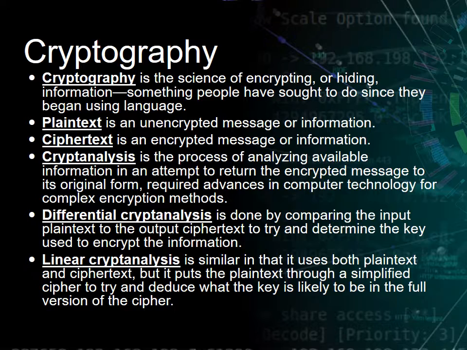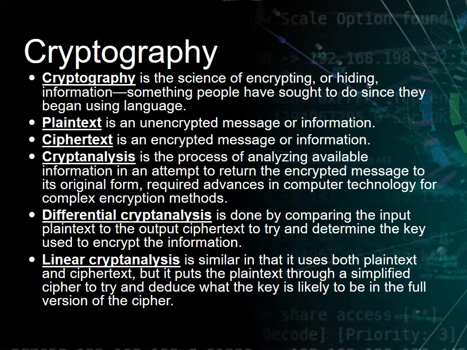Cryptanalysis is the process of trying to analyze an encrypted message in an attempt to retrieve what the original unencrypted message is. Differential cryptanalysis is done by comparing the input plain text to the output ciphertext to try to determine the key used. As you'll discover later on when they tried to crack the Enigma, they had an idea what the message was going into the cryptographic process and an idea of what part of it was coming out. So they compare the two and try to figure out the key in between so they can use it to crack other cryptographic messages.